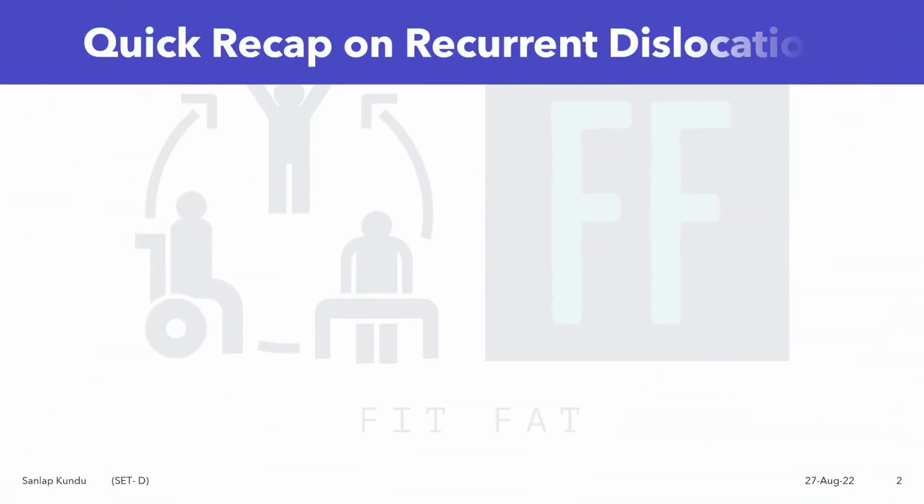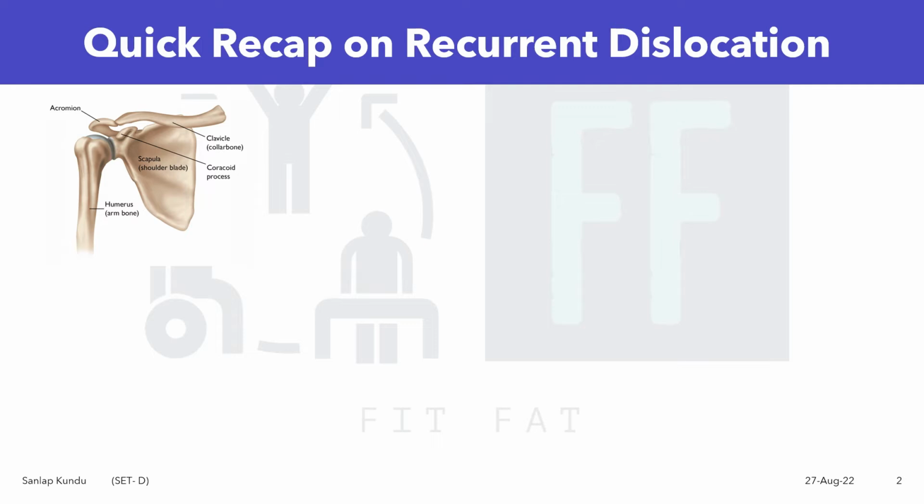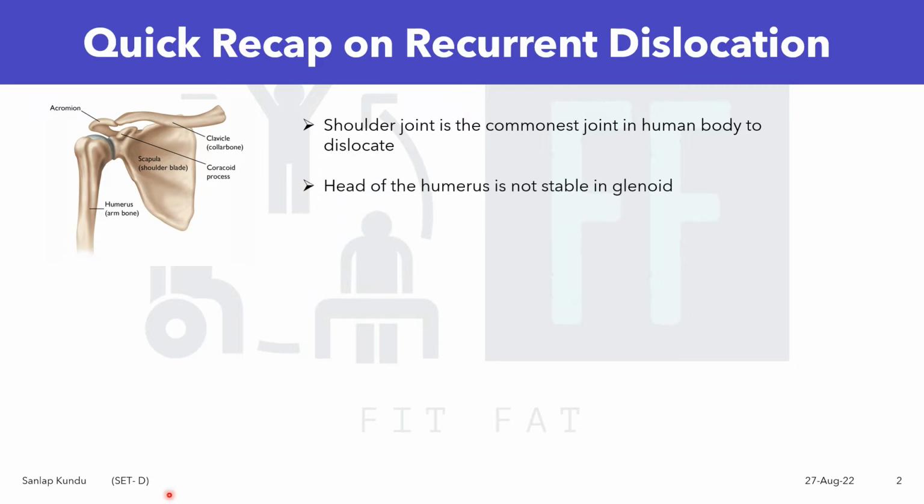Now let's do a quick recap on the recurrent dislocation. So the first dislocation that we are going to talk about is the shoulder dislocation. Remember, it is the commonest joint in the human body to dislocate, and the cause is basically that the head of humerus is not stable in glenoid.